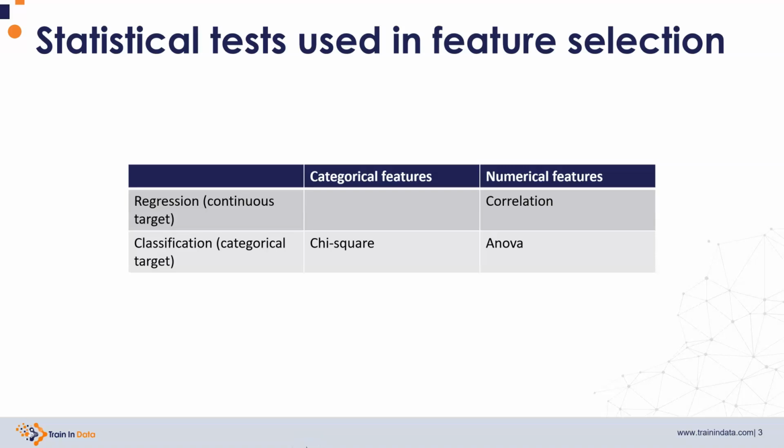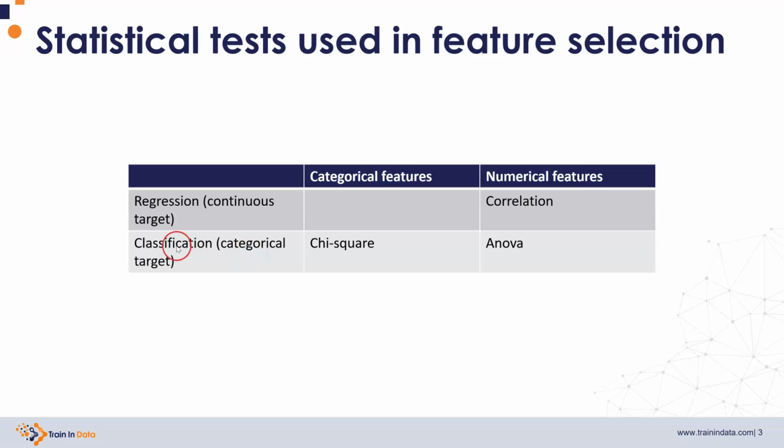It depends on the characteristics of the variables and the target. So if our features are categorical and the target is categorical, so we are in the context of classification, we can examine the importance of these features utilizing chi-square. Chi-square is a test that is designed to measure association between two categorical variables.